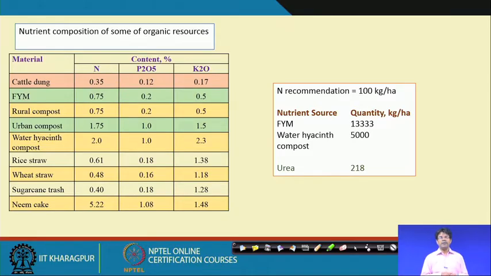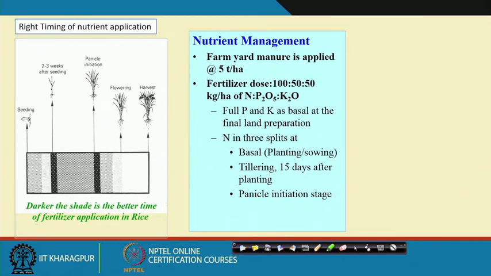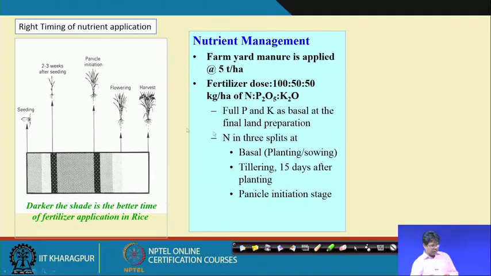So, this is how to calculate the source of nutrients based on the requirement and the quantity of nutrient from different sources. Then the timing of application, what time you should apply. The third R is right timing, when you should apply fertilizer, because crops require nutrients at specific growth stages, especially cereal crops. Take the example of rice: it has phases from seedling stage to harvest stage. Here you see the darker the shade, the better the time of fertilizer application in rice crop.